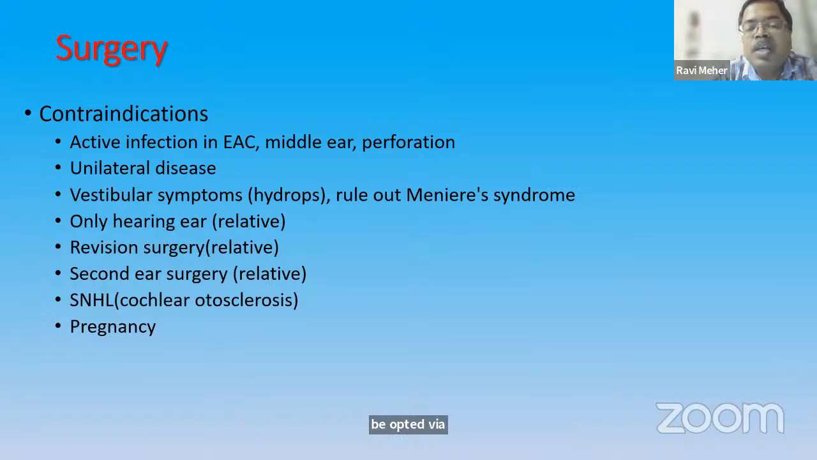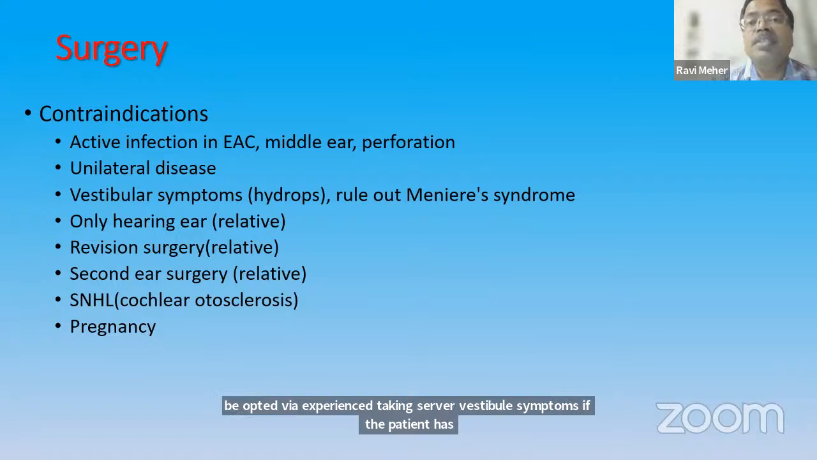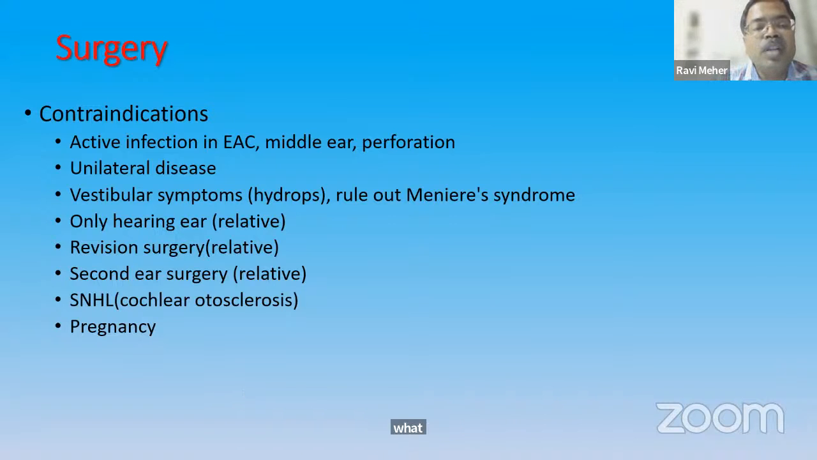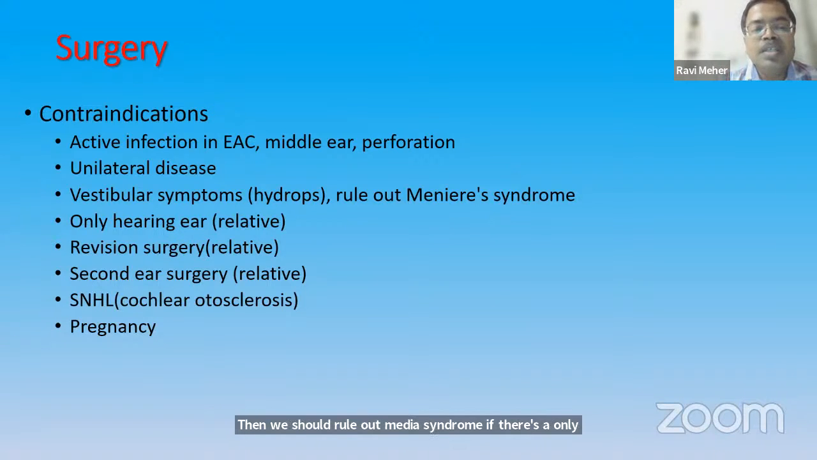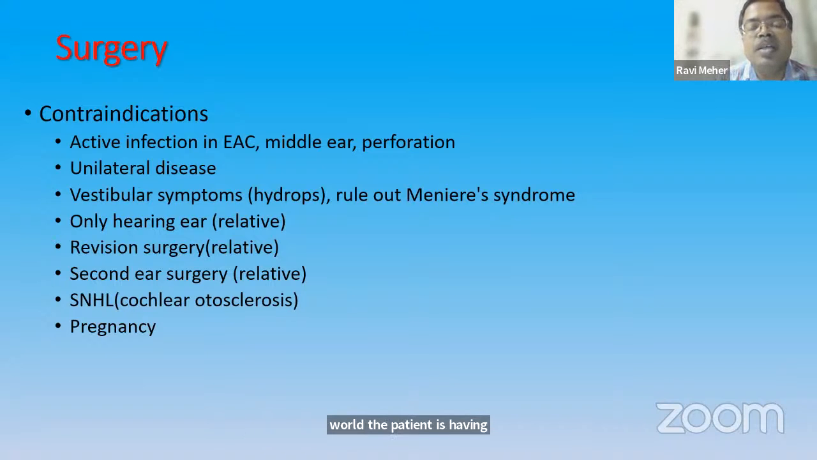Vestibular symptoms: if the patient has vertigo and tinnitus along with hearing loss, then we should rule out Meniere's syndrome. Only hearing ear, revision surgery, second ear surgery, these are all relative contraindications, and there are surgeons who will actually operate, because in today's world, if the patient is having unilateral hearing loss, he is not able to participate in meetings, and he is not able to do his daily activity, then there is an indication for second ear surgery, and many surgeons are doing second ear surgeries.